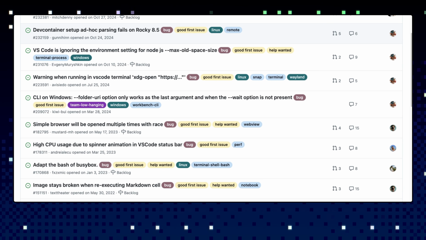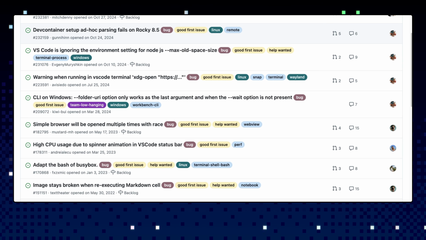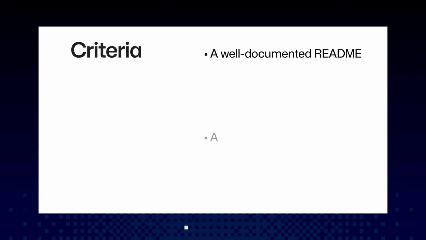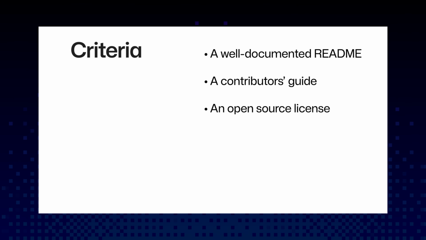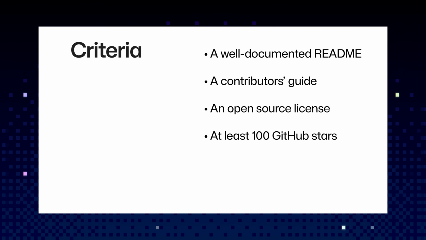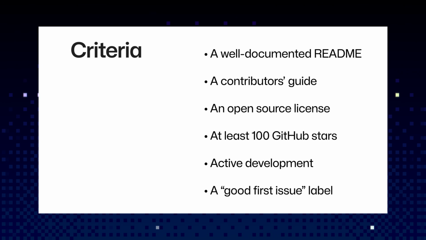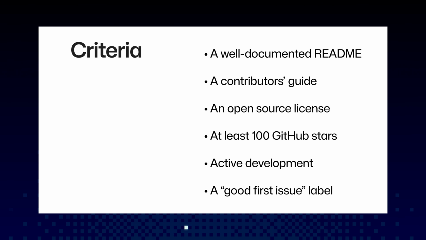So let's take a look at the key things to look for in an open source project. Well-maintained open source projects have a few things in common. They have a well-documented README with installation instructions, a contributor's guide that explains how to contribute, an open source license so we know the project is free to use, at least 100 GitHub stars so we know it's well used in the community, active development so we know that a maintainer of the open source software will be able to review our contributions, and a Good First Issue label to indicate being open to new contributors. When you're looking for a project to contribute to, these are the things you should be looking for in the repository.